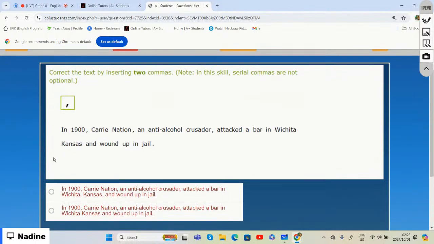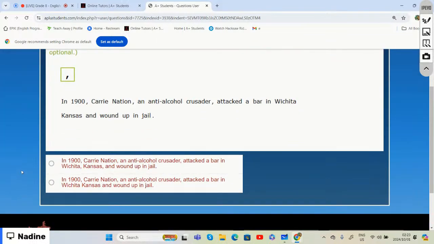In 1900, Carrie Nation, an anti-alcohol crusader, attacked a bar in Wichita, Kansas, and wound up in jail. Is our answer option 1, where we added a comma after Wichita as well as Kansas, or option 2, no comma? Which one is correct? Option 1 or option 2?